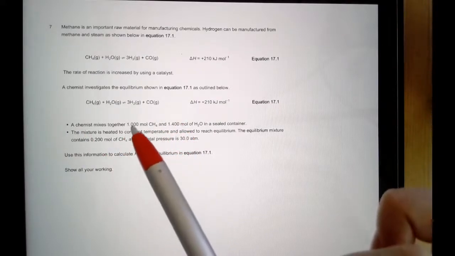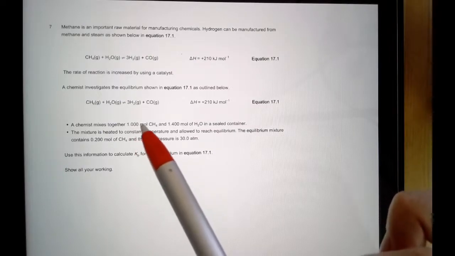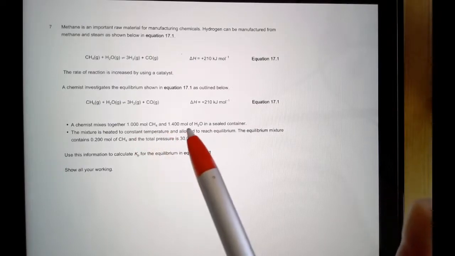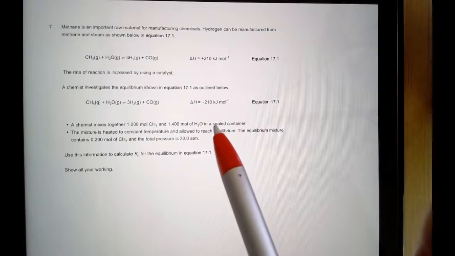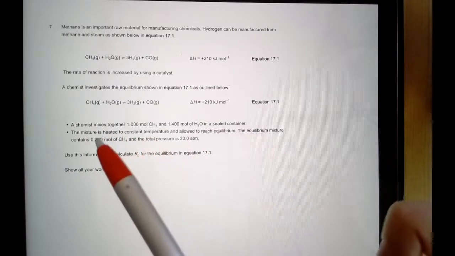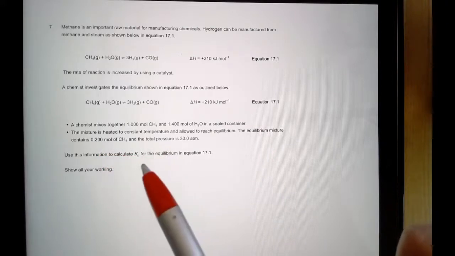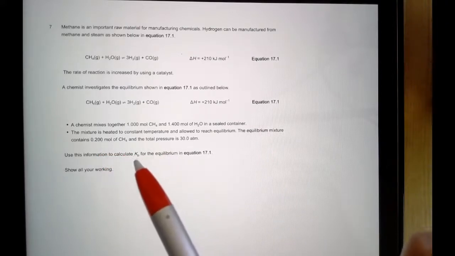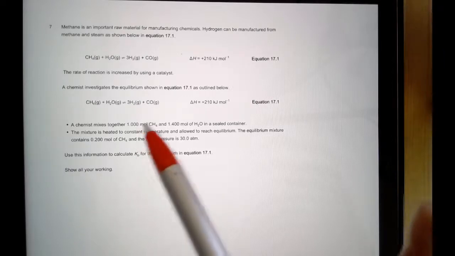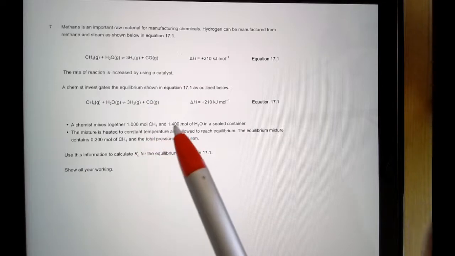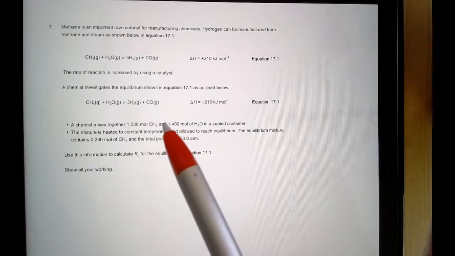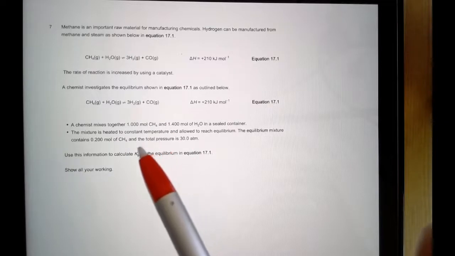If you look at what they've given you here, it tells me the number of moles of CH4 and the number of moles of H2O that you initially add to the sealed container. And then it tells you how many moles the equilibrium mixture contains. You're trying to find the Kp for the equilibrium. So when you're getting the mole fractions, you need to know the moles you've got at equilibrium. These two values here are not the moles you've got at equilibrium, they're the moles you've got at the start. They're your initial moles. So just like in the previous topic, we're going to have to do a rice box.